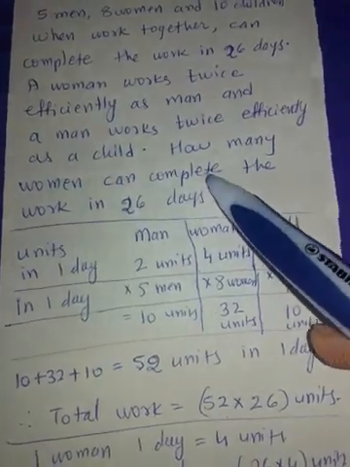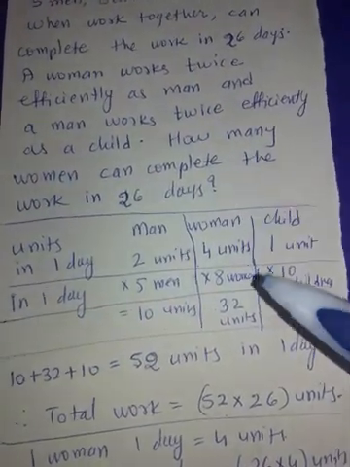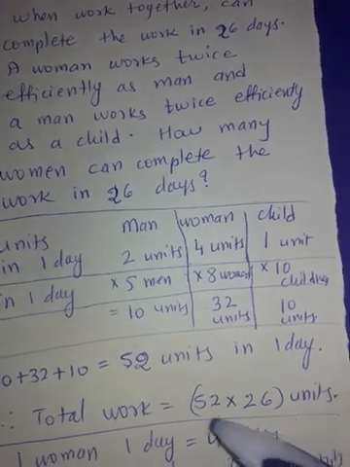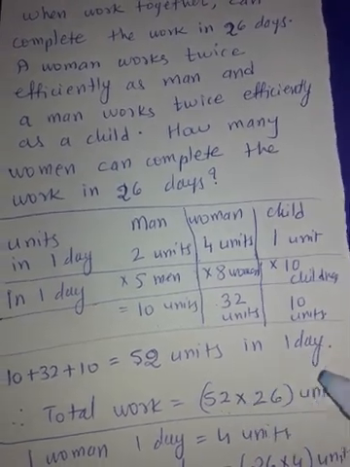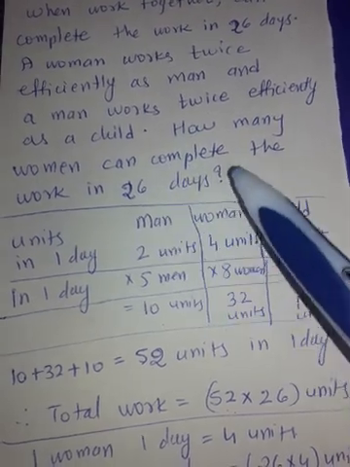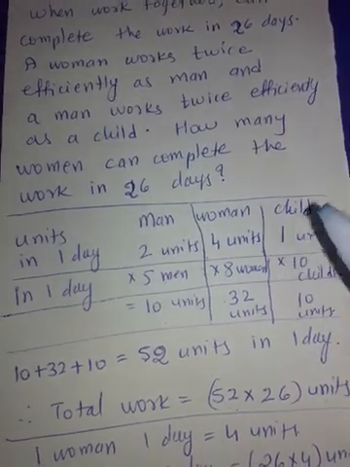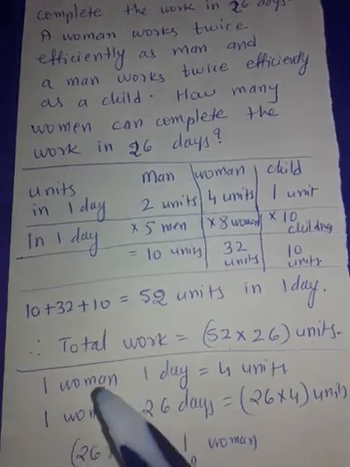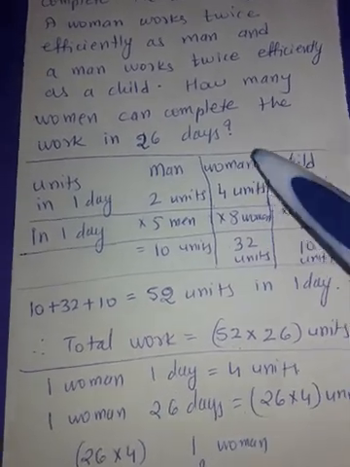Now again, let's see the question. What are they saying? This total work, 52 into 26 units that we have found, how many women can finish it in 26 days? That is what we want. Now what we already know is that one woman in one day finishes 4 units.